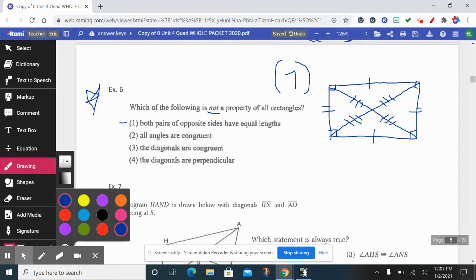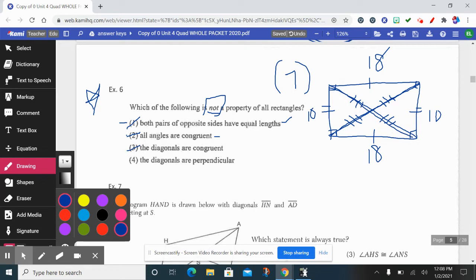Both pairs of opposite sides have equal lengths. Well, that's true. If this is 18, this is 18. If that's 10, this is 10. That's a true fact. All angles are congruent. Well, all angles are 90 for a rectangle. So that is true. So again, we're finding what's not a rule. Diagonals are congruent. Well, that was a rule we just said, that this diagonal and this diagonal are equal.